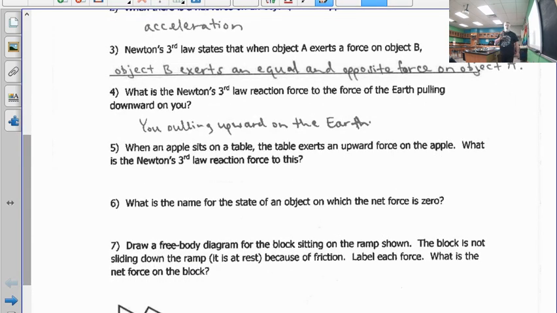I want you to look at how the question is worded. When the apple sits on a table, the table exerts an upward force on the apple. So according to Newton's third law, what's the equal and opposite force here? Can somebody tell me? Either type it into the message box, public chat box, or speak up if you're connected with your audio.